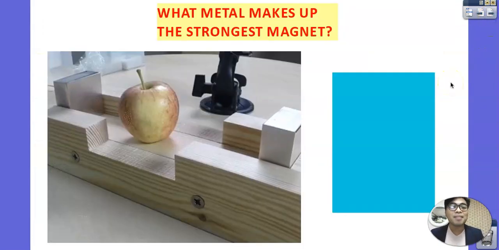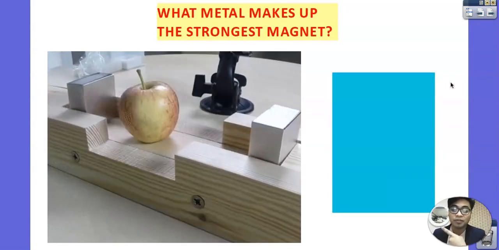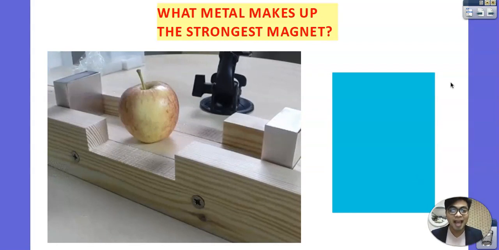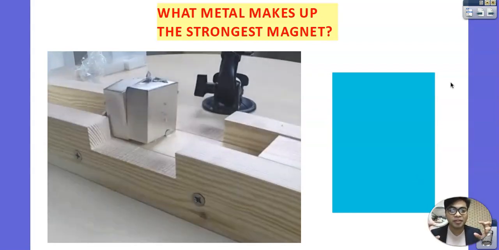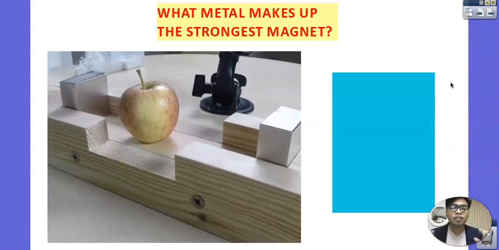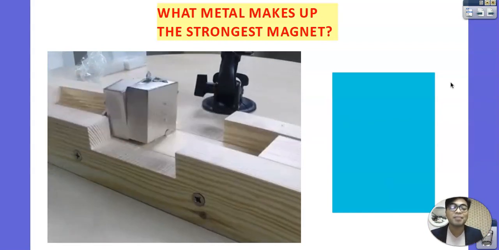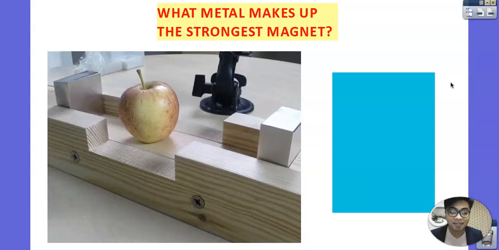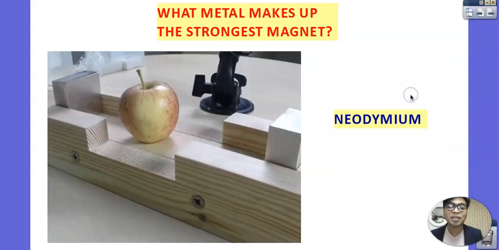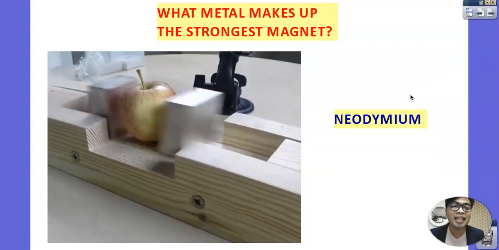So what makes up the strongest magnet in the world? And you have the short video right over there. So you can see the apple and these 2 blocks right over there are metals which are made up of this kind of material that makes it a strong magnet. So any clue about that? So we call that, actually, this is just a trivia, we call it neodymium.